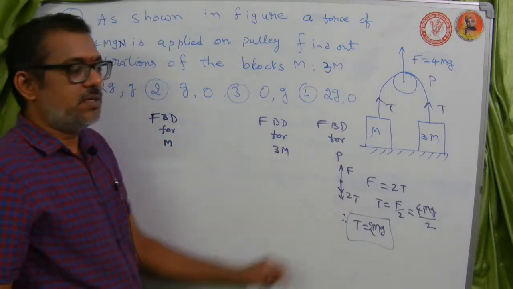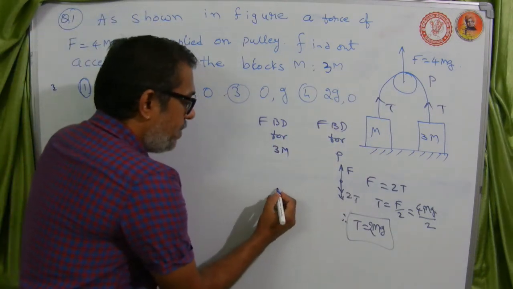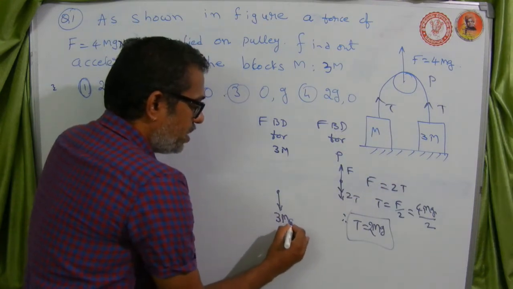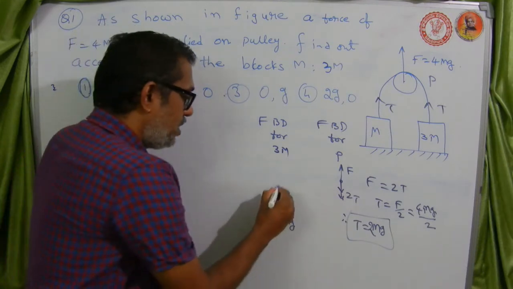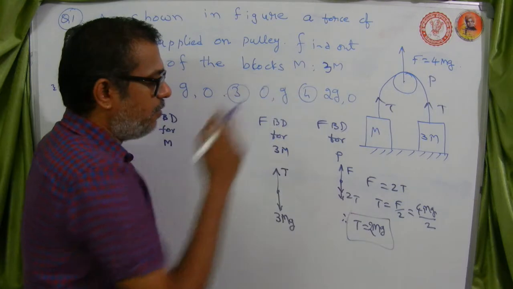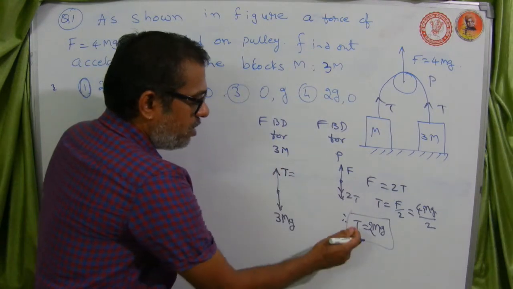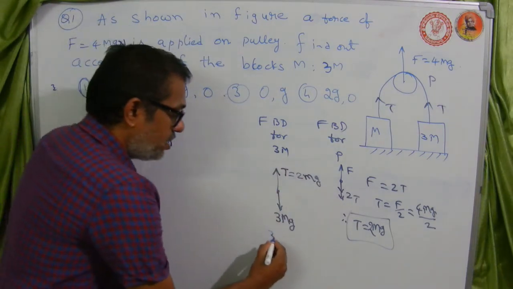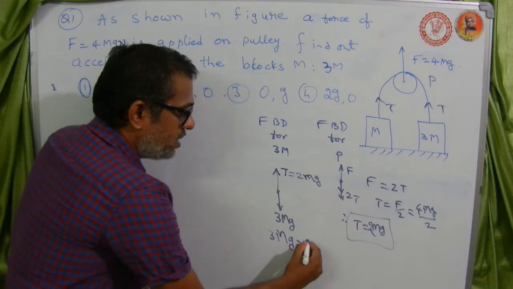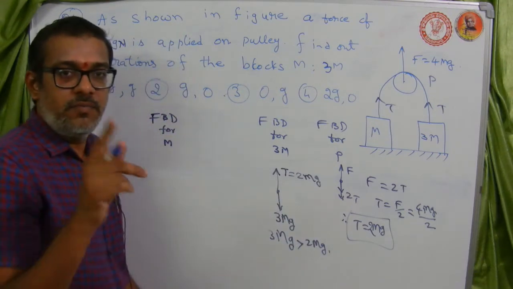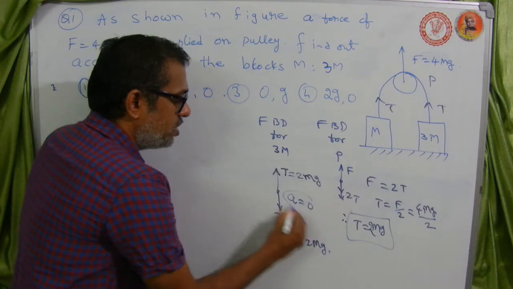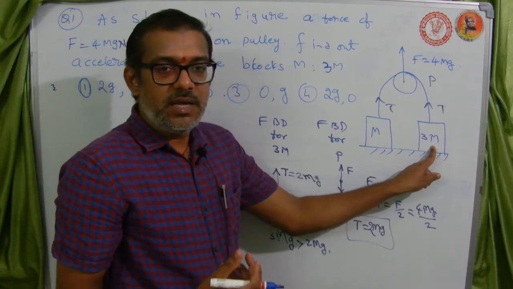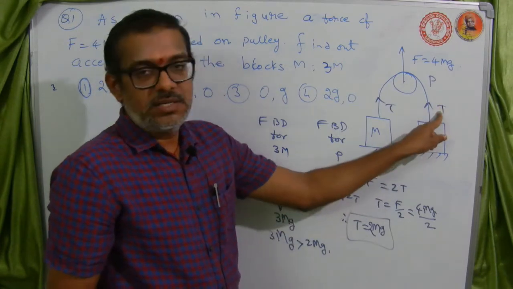Now come to the block of mass 3m. Let's see what happened. By preparing the free body diagram for 3m, the force 3mg, because of gravitation, acts in the downward direction, and the tension in the string T acts in the upward direction. The tension we got is T = 2mg. Note that in the given problem 3mg is greater than 2mg. Therefore the acceleration of the block becomes 0. Why? Because the block is at rest on the ground. The block will exert more force compared to the tension in the cable.